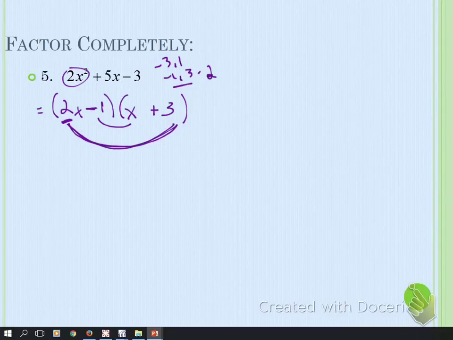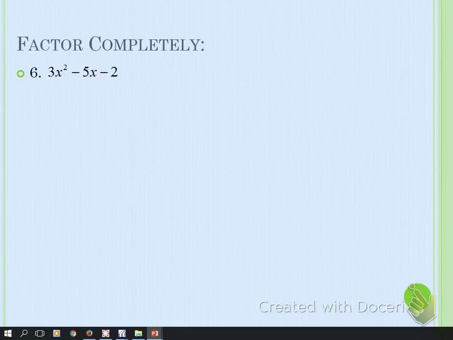Okay? Make any sense? Let's talk about another one here. Number 6. Looking for a GCF. There's not one that we can factor out. So we make our parentheses and we factor down the first term. 3 factors into 3 and 1. And then x squared factors into x and x. So we go 3x and x.